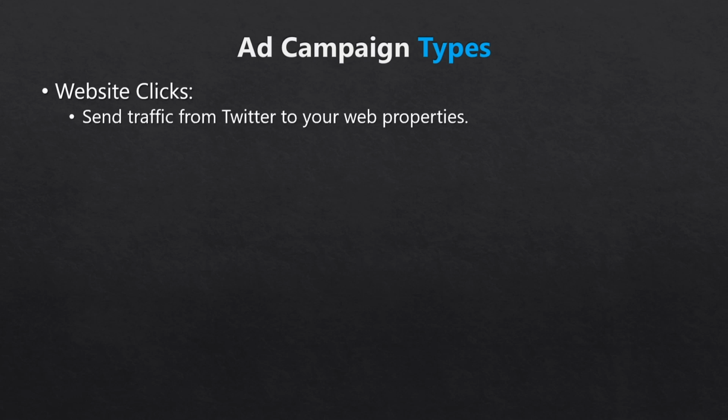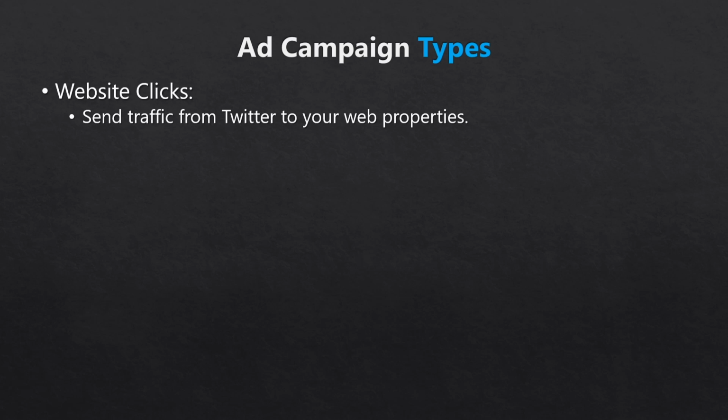Depending on your goals, you might end up using just one, a few, or even all of these ad types at some point. We'll take a closer look at each ad type right now. First, one of the most common Twitter ad types is website clicks or website traffic. This is more or less exactly what it sounds like. Use this ad type to send traffic from Twitter to your website, a squeeze page, sales page, e-commerce store, or a piece of content like a blog post or article.